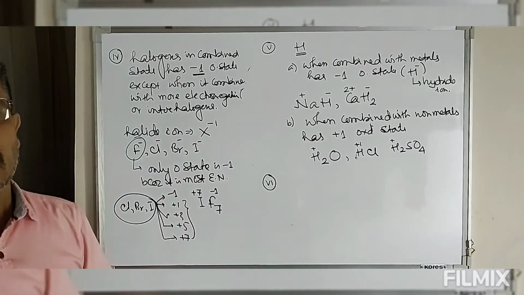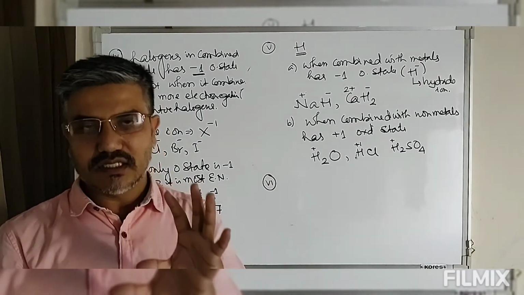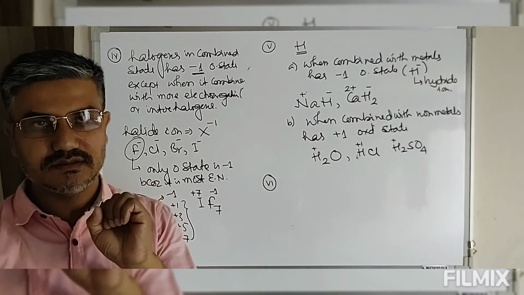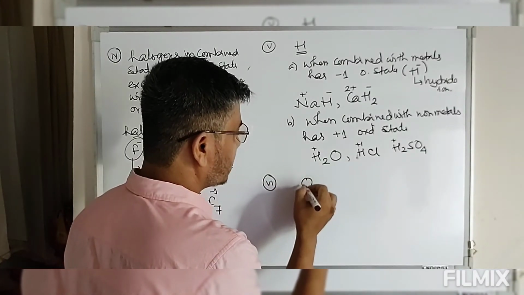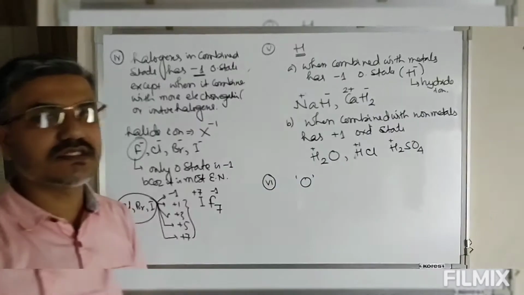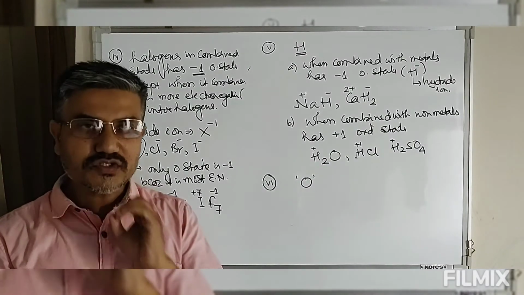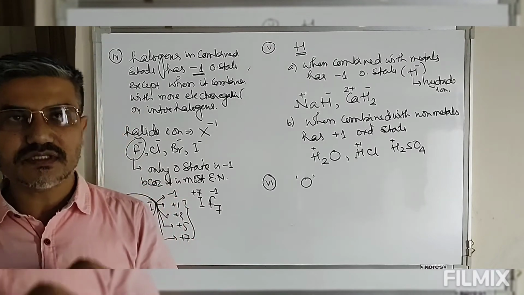Next, look at oxygen. We know oxygen is the second most electronegative atom. Oxygen can have different oxidation states. The most common oxidation state of oxygen is -2.